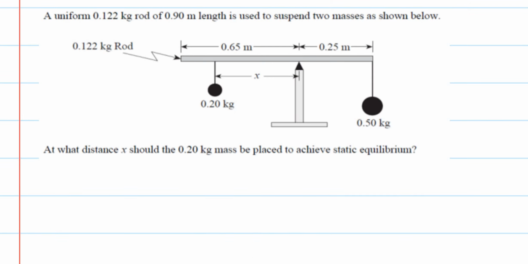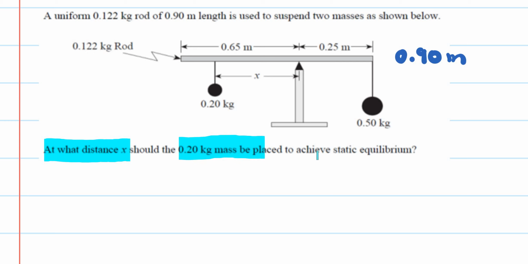Here's another good static equilibrium problem. So we have a uniform 0.122 kilogram rod that's 0.9 meters in length. So this whole rod right here has a mass of 0.122 kilograms, and the length here is going to be 0.90 meters. And it's used to suspend two masses as shown below, and we want to find at what distance x should the 0.2 kilogram mass be placed to achieve static equilibrium.